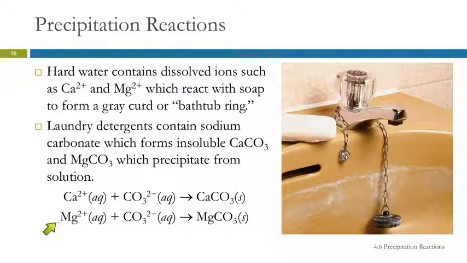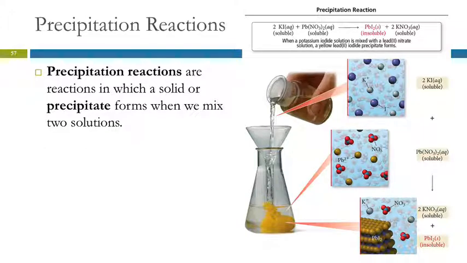This is a precipitation reaction. You have two soluble ions, but when they get together, they form an insoluble compound. It's called a precipitation reaction.